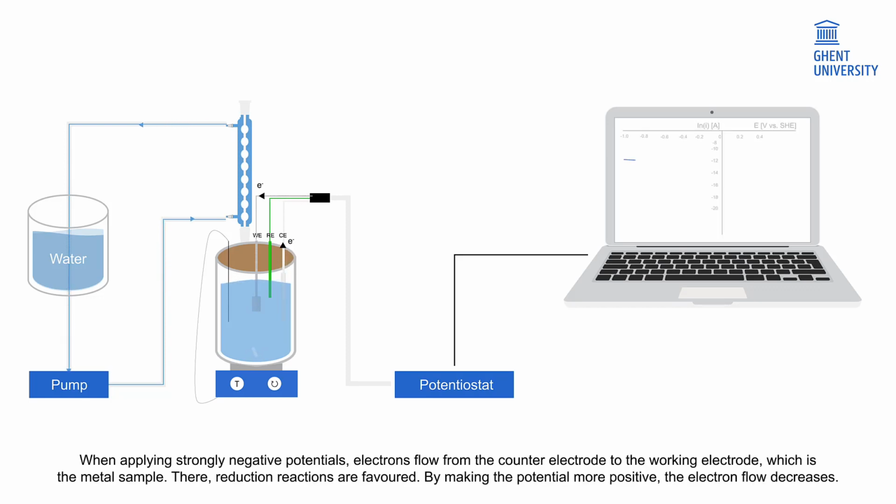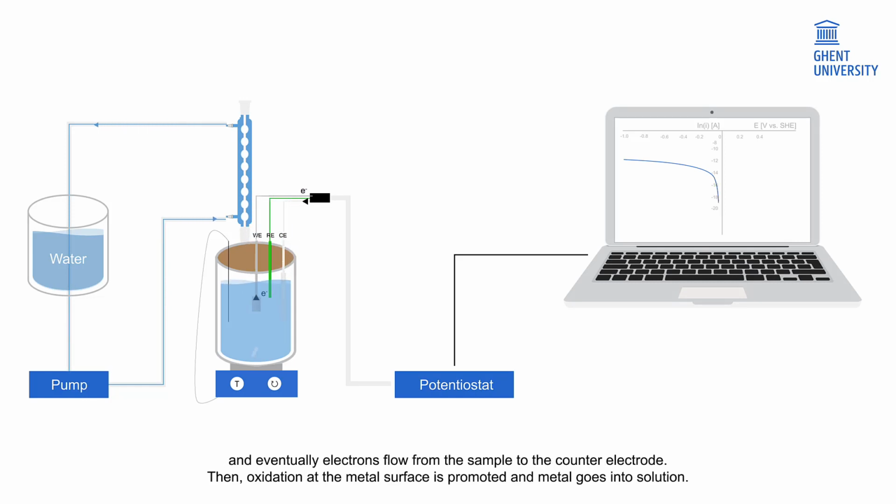When applying strongly negative potentials, electrons flow from the counter electrode to the working electrode, which is the metal sample. There, reduction reactions are favored. By making the potential more positive, the electron flow decreases. And eventually, electrons flow from the sample to the counter electrode. Then, oxidation at the metal surface is promoted and metal goes into solution.